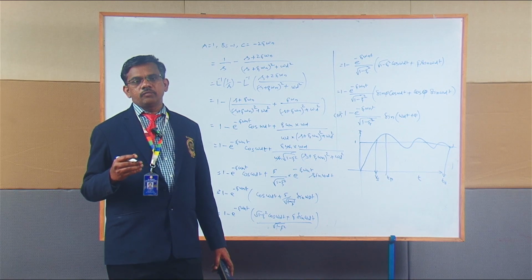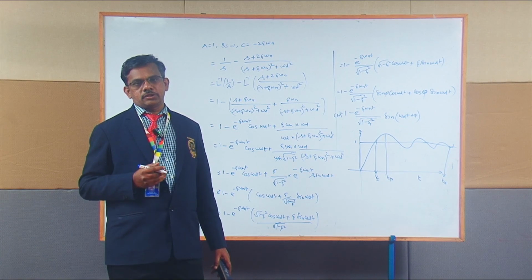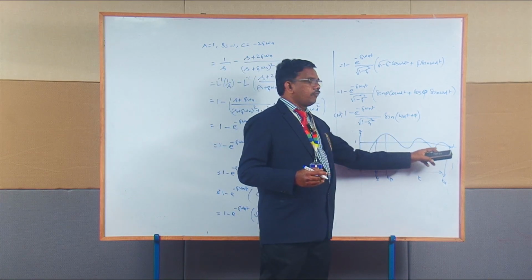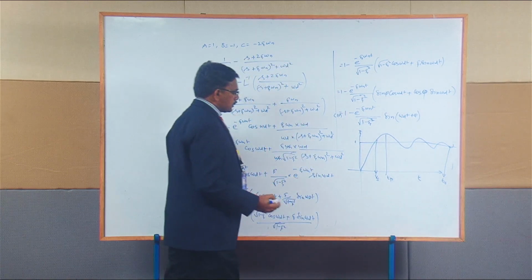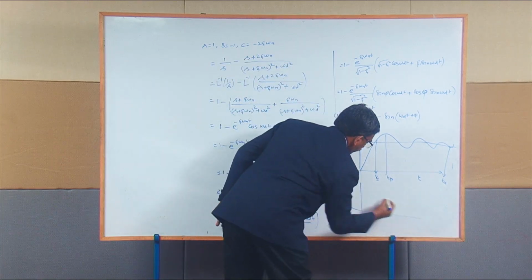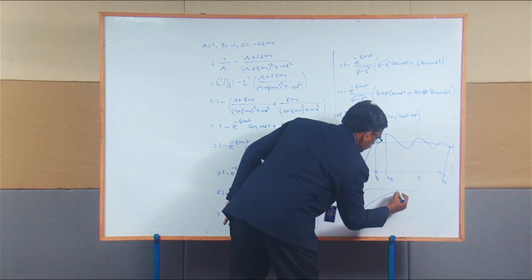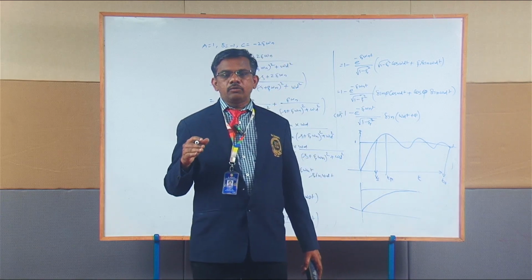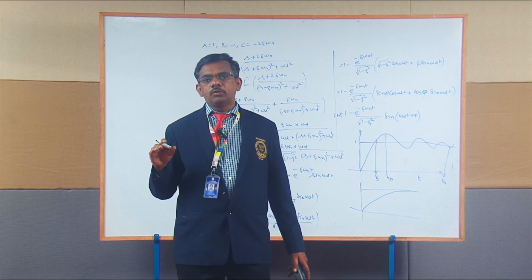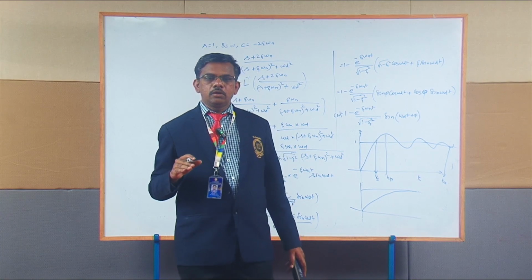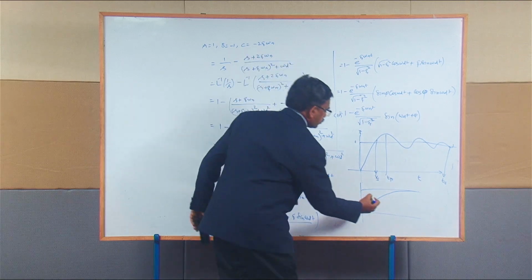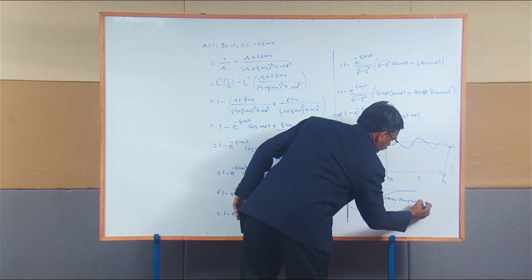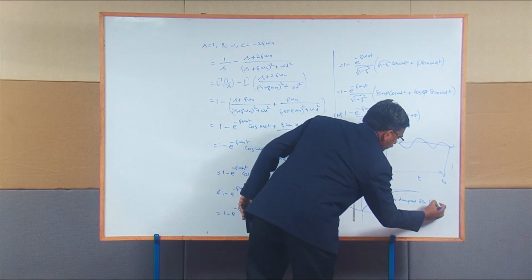And suppose the system has an overdamped nature, then this overshoot and undershoot will not appear. The response of an overdamped system will behave like this. It will slowly move to the settling value or final value without any overshoot and undershoot, and it will settle. This is for an overdamped system, that is when epsilon is greater than 1.